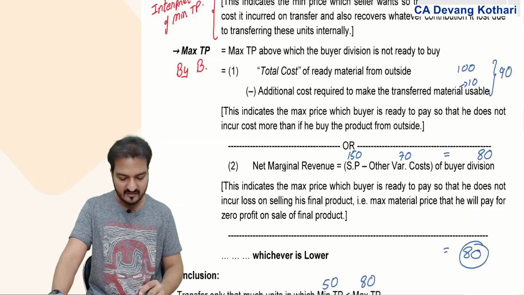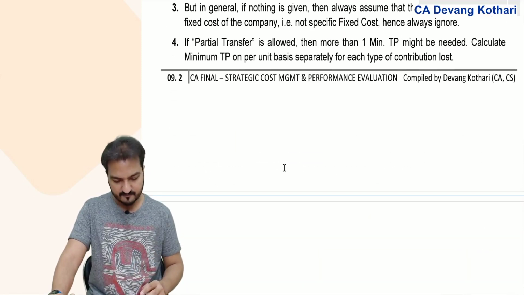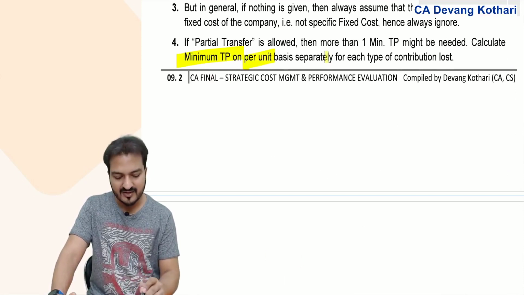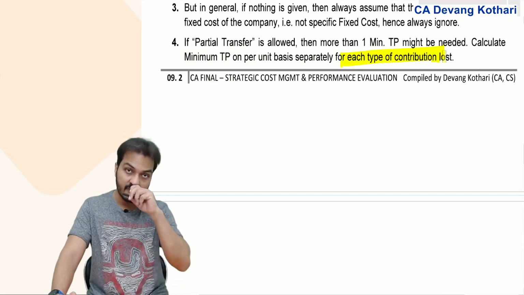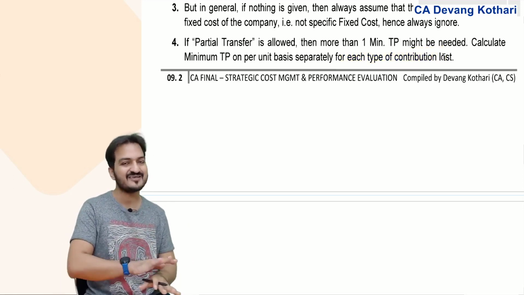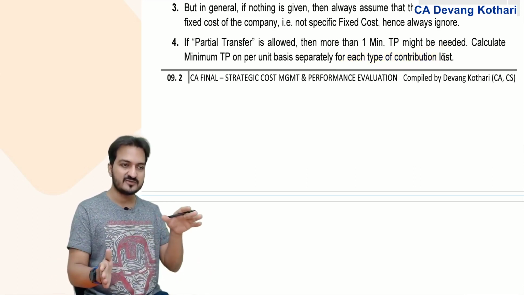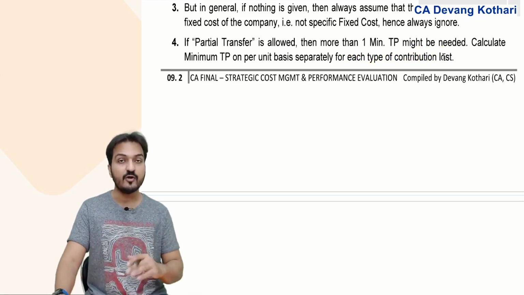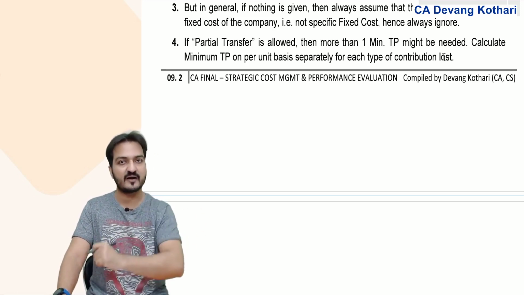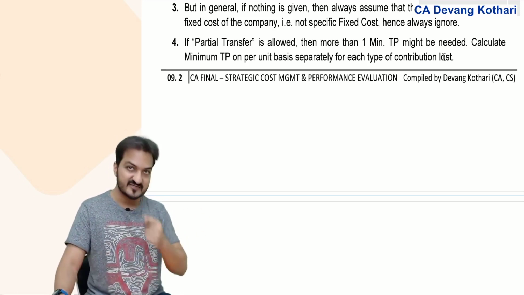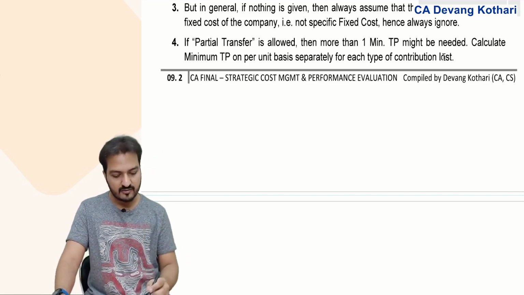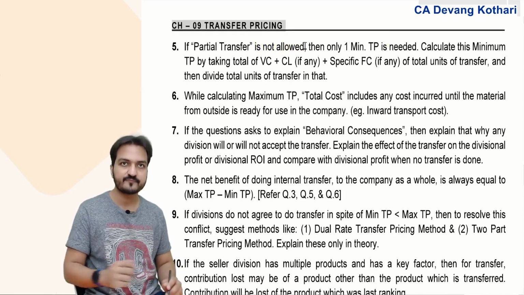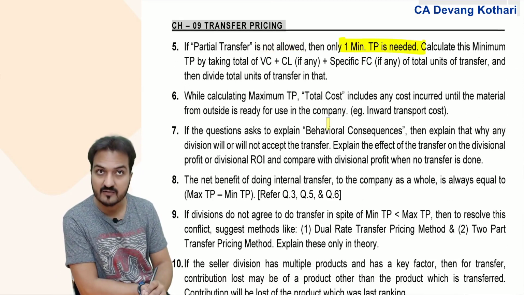Done? So you calculate minimum TP separately. Minimum TP you calculate per unit separately for each such type of contribution loss. For zero contribution loss, you have a different minimum TP. For some contribution loss, you have a different minimum TP. We had done many questions like that. We also had questions where transfer pricing was with key factor. In all those places, if partial transfer is allowed, you will calculate more than one minimum TP. But if partial transfer is not allowed, then only one minimum TP will be calculated.